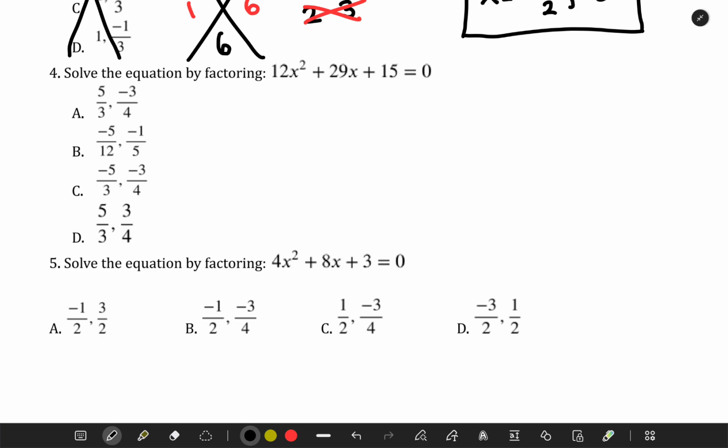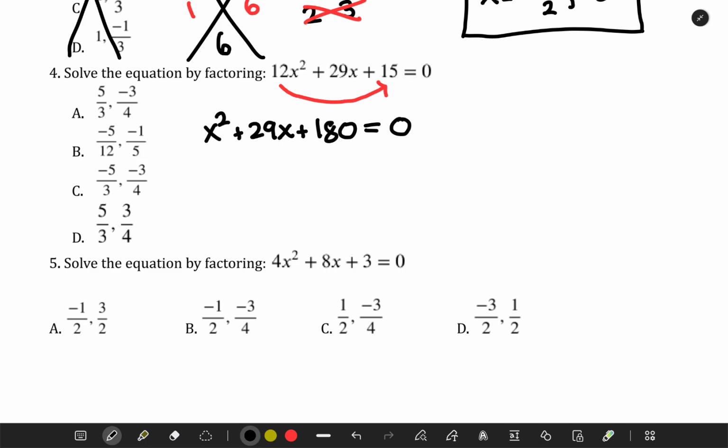Question 4 is going to be the same thing. 12x squared plus 29x plus 15 equals 0. I need to get rid of that 12. In order for me to get rid of that 12, I multiply. So I'm going to do x squared plus 29x, and then I have to multiply this, which should give me 180, I believe, and that equals 0.